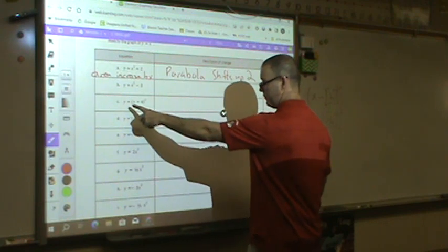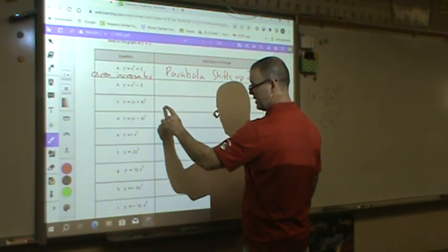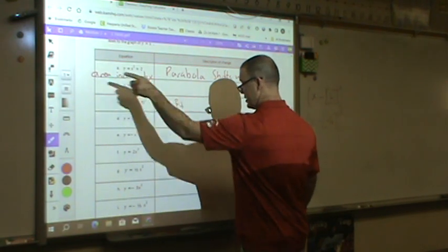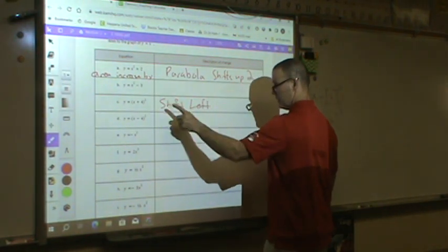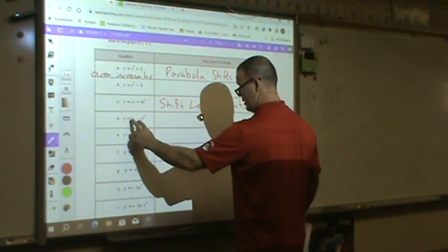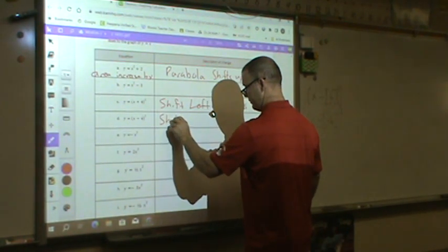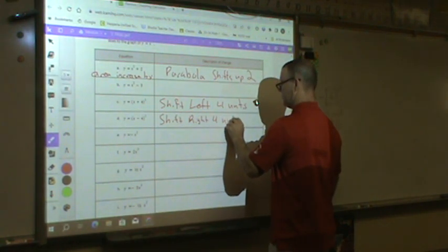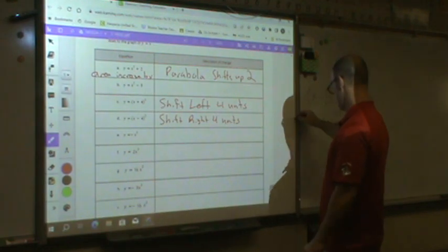Here we got to be careful, right? For C, it's going to shift which way? This is plus, it's going to shift left 4 units. Likewise, down here, it's going to shift right 4 units.